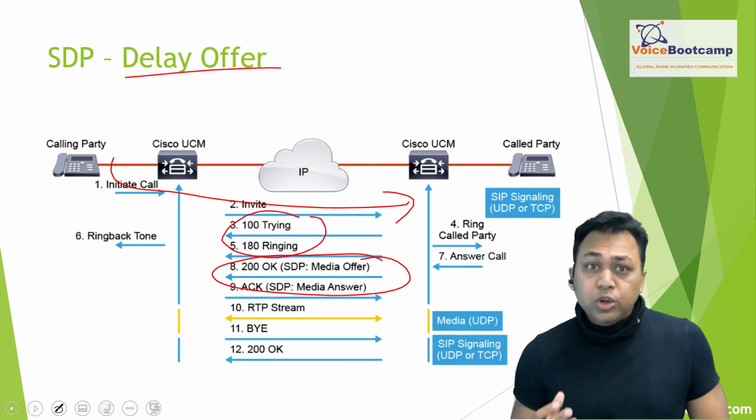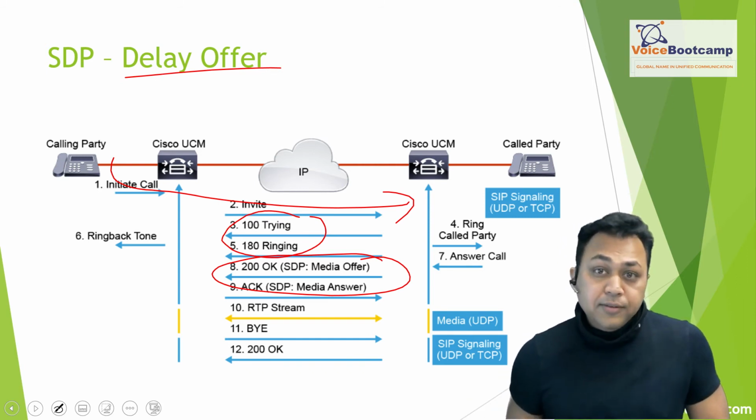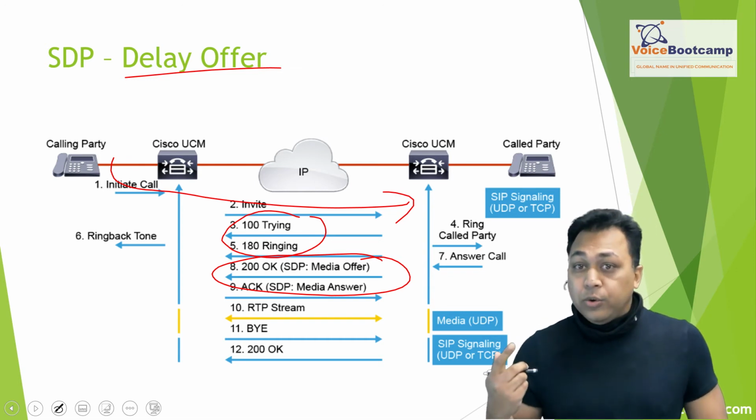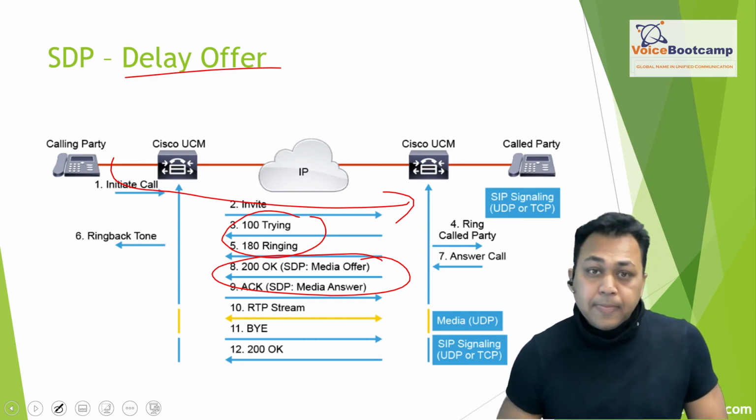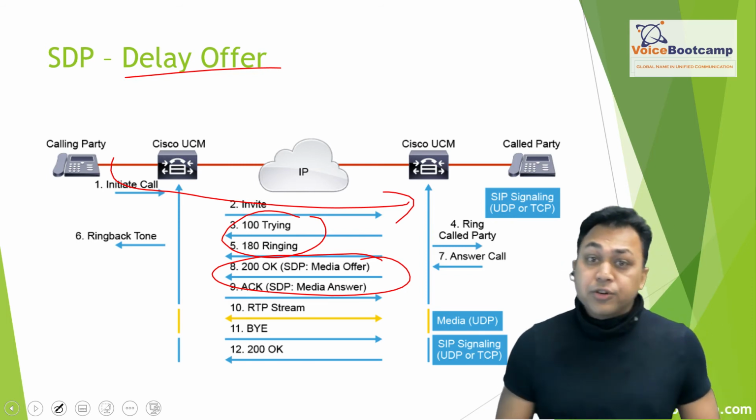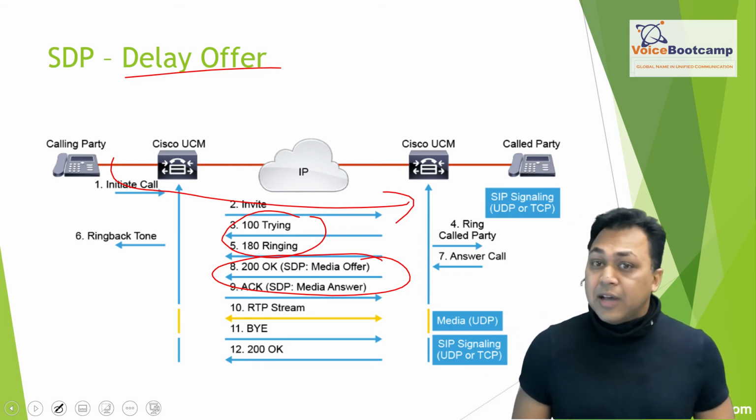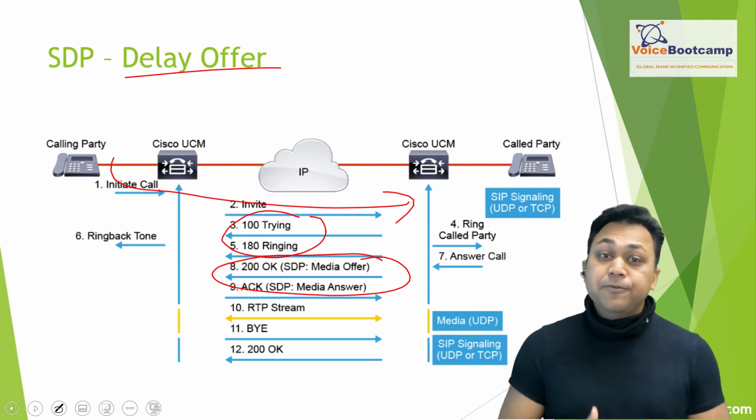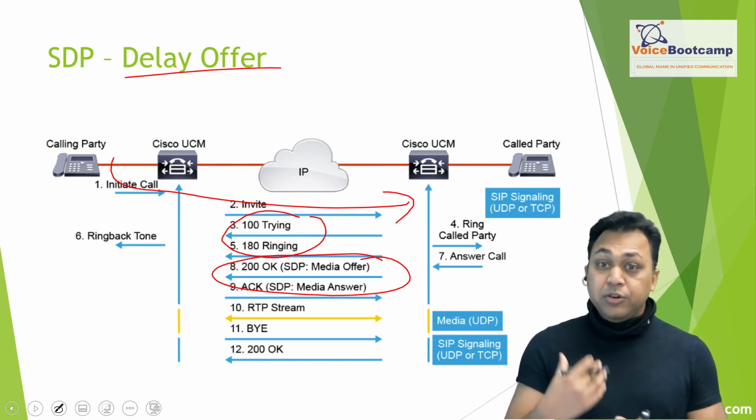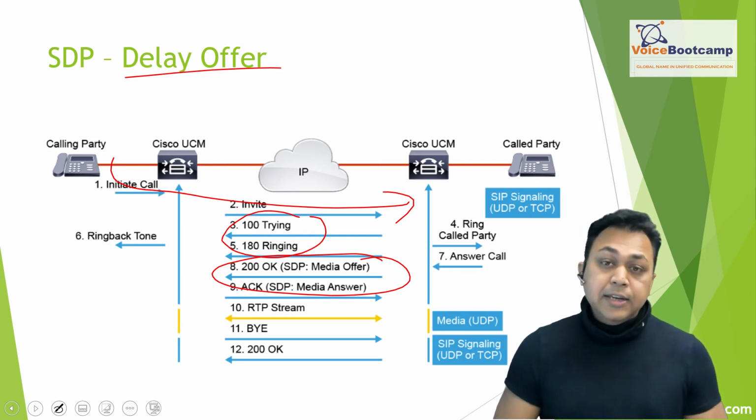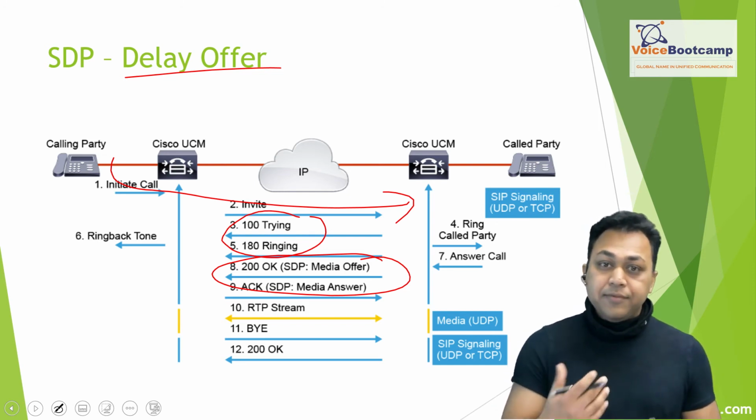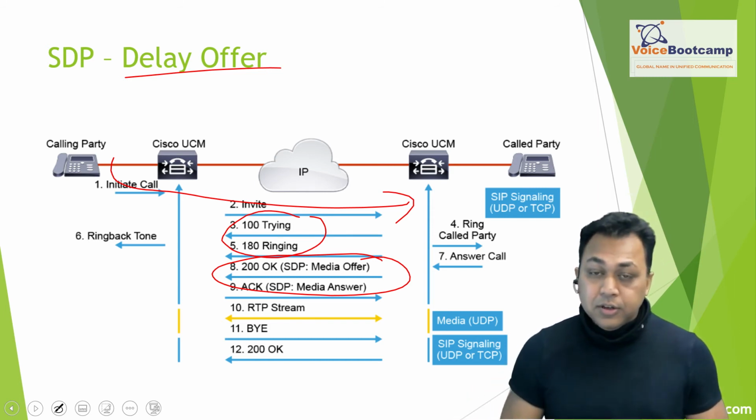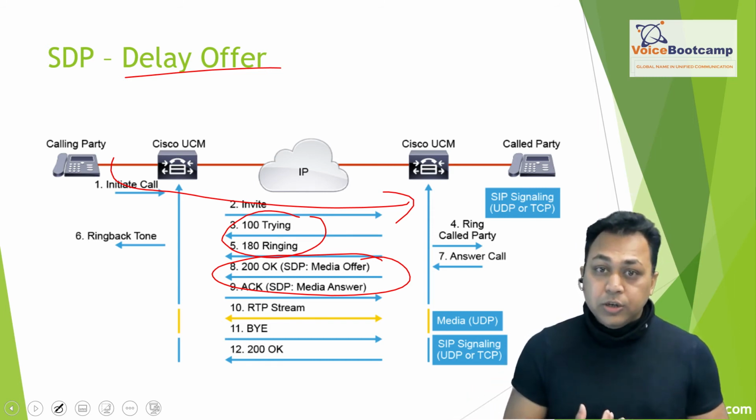So with delay offer, the calling party will wait for the called device to send its capability first, the list of codecs, or whether it's an audio call or a video call. Delay offer is recommended for SIP trunks because it enables the ITSP, the service provider, to provide their capability first so that you as a customer can negotiate properly. Obviously, sometimes we don't have the power over the service provider to decide what codec to offer. So we've got to wait for them to negotiate with us.